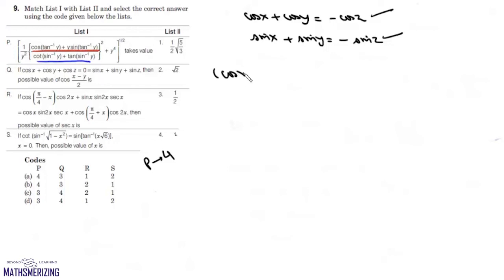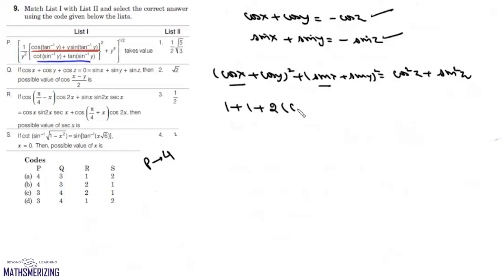Now the second part is, if cos x plus cos y plus cos z equals 0 and sin x plus sin y plus sin z is also 0, then the possible value of cos (x minus y) by 2 is. Now here what we'll do is we'll write cos x plus cos y as minus cos z, and sin x plus sin y as minus sin z. Now we'll square both the equations and then we'll add them. So we'll write (cos x plus cos y) whole square plus (sin x plus sin y) whole square, and it'll be cos square z plus sin square z. Now here cos square x plus sin square x will be 1. In the same way, cos square y plus sin square y will be 1, plus 2 times (cos x cos y plus sin x sin y), and this value will be 1. So this 1 and 1 will cancel. Now this is cos A cos B plus sin A sin B, which is nothing but cos (A minus B).